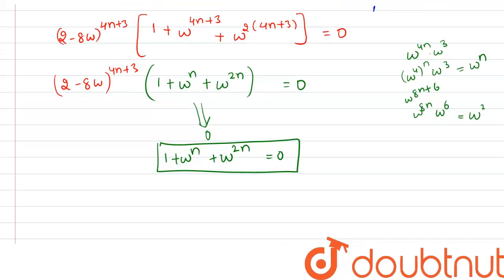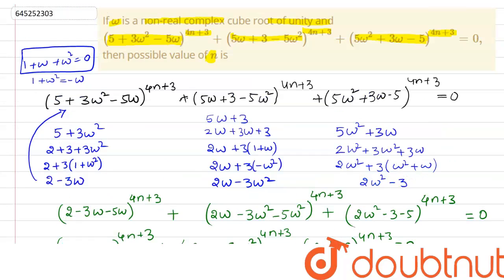Now we have to find what are the possible values of n such that this value is 0. Now let us substitute, here we don't have any options, right? Here the possible value of n is, for n we get 1 plus omega to the power of n plus omega to the power of 2n should be equal to 0. Our n should satisfy this term. This is our answer. Thank you.